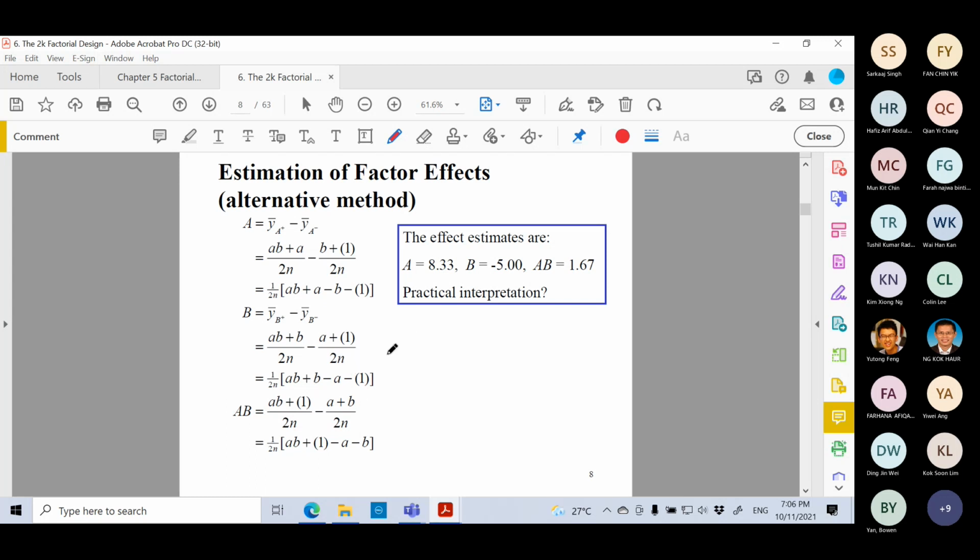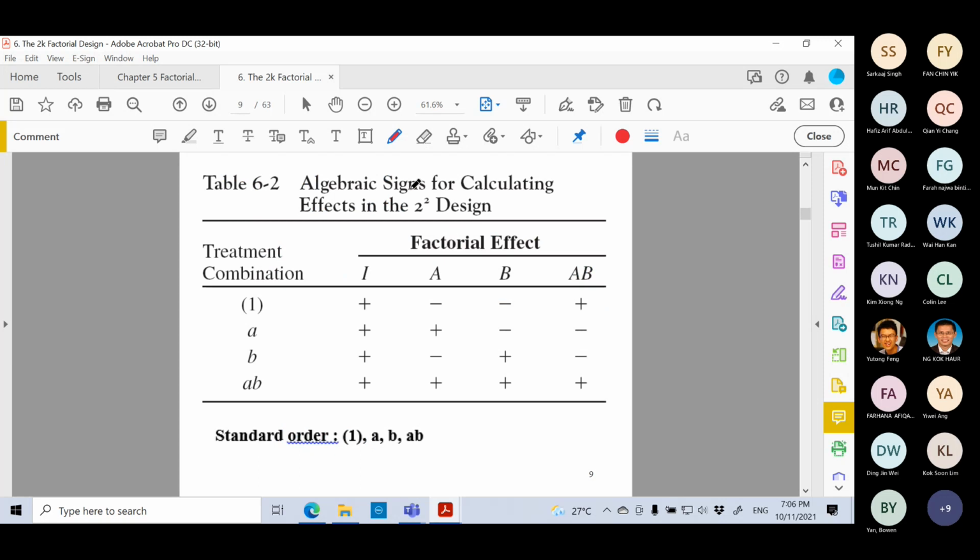Now I will try to link how this formula is useful for you to calculate, instead of memorizing the formula. This is related to your sign table. If you still remember, I taught you the way to write your effects here. For the low level we put minus, plus, minus, plus, starting from the minus. And then for factor B, you put two minus, two plus. So how do you get the AB?